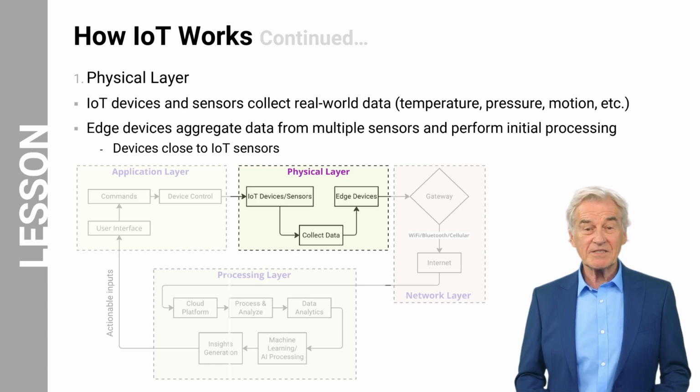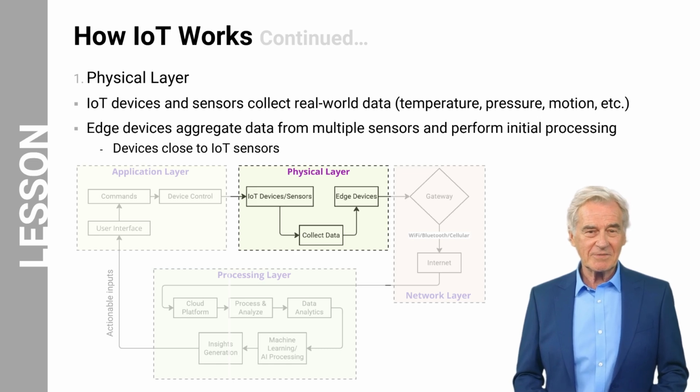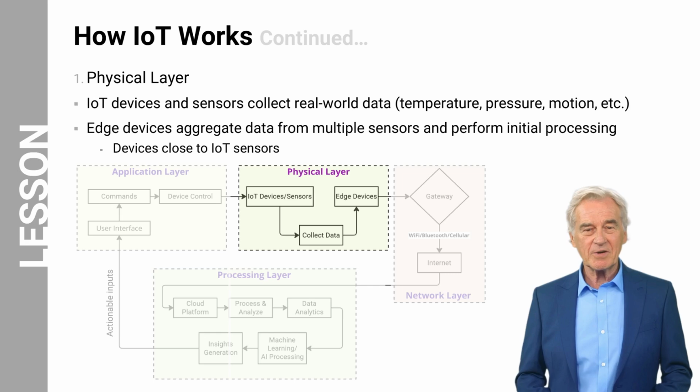First, let us take a look at the physical layer. This is where data collection begins in an IoT system. IoT devices and sensors collect real-world data such as temperature, pressure, and motion measurements. Edge devices then aggregate data from multiple sensors and perform initial processing before transmission to the next layer. Edge devices are computing devices that operate at the edge of a network, physically close to where data is being generated. They are positioned close to IoT sensors and data collection points, rather than in centralized data centers.